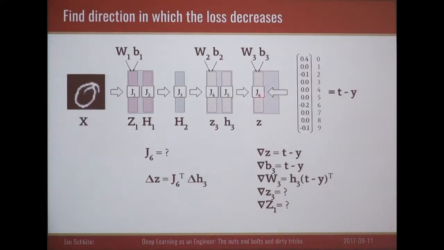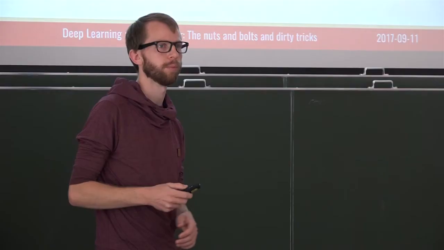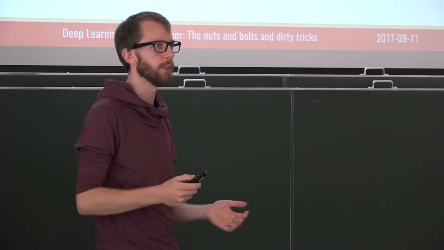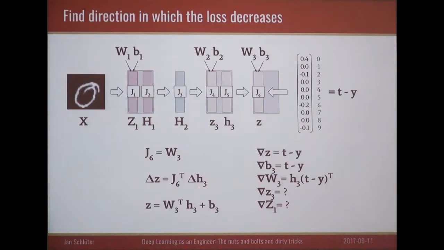Now for J6, this is kind of easy. We want to find the matrix that tells us how the output changes if we change the input by a small amount. And since the output is just a weight matrix multiplication of the input plus some bias, it turns out that the Jacobian we're looking for here is just directly the weight matrix. And that was basically just taking the gradient of this function with respect to the input.